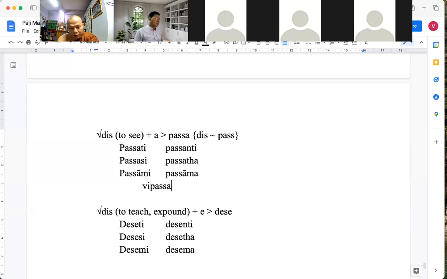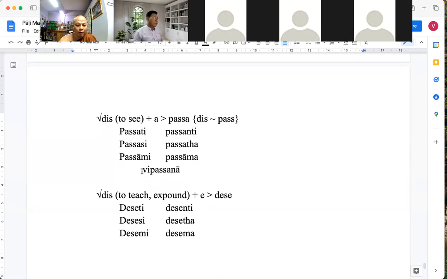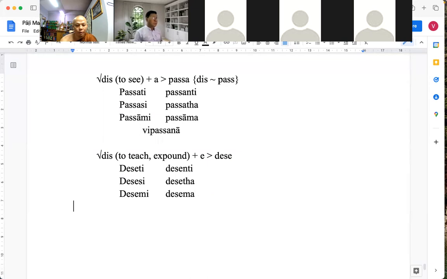From the root dis, we have the noun form, very familiar with this. So vipassana, noun form. The same way from the root dis, vipassana means insight meditation, right? And then from the root dis, we have the noun form, desana. Desana means discourse. Discourse taught by the Blessed One. Okay, in this way.